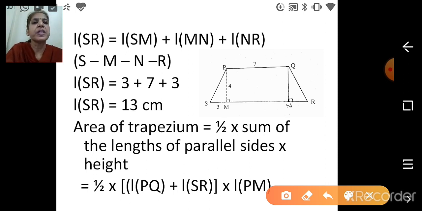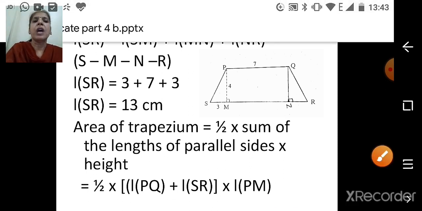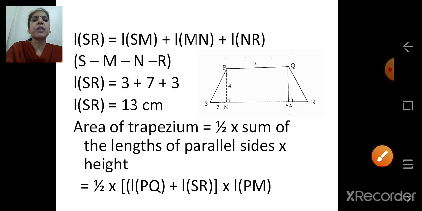Now the area of trapezium, we will write the formula. What is the formula? Half into sum of the lengths of parallel sides into height. That is half into, which are the parallel sides? PQ plus SR. So here two brackets are shown: length PQ plus length SR are added, and multiplied by height, height is PM. So half into sum of parallel sides, which are PQ plus SR, into PM.